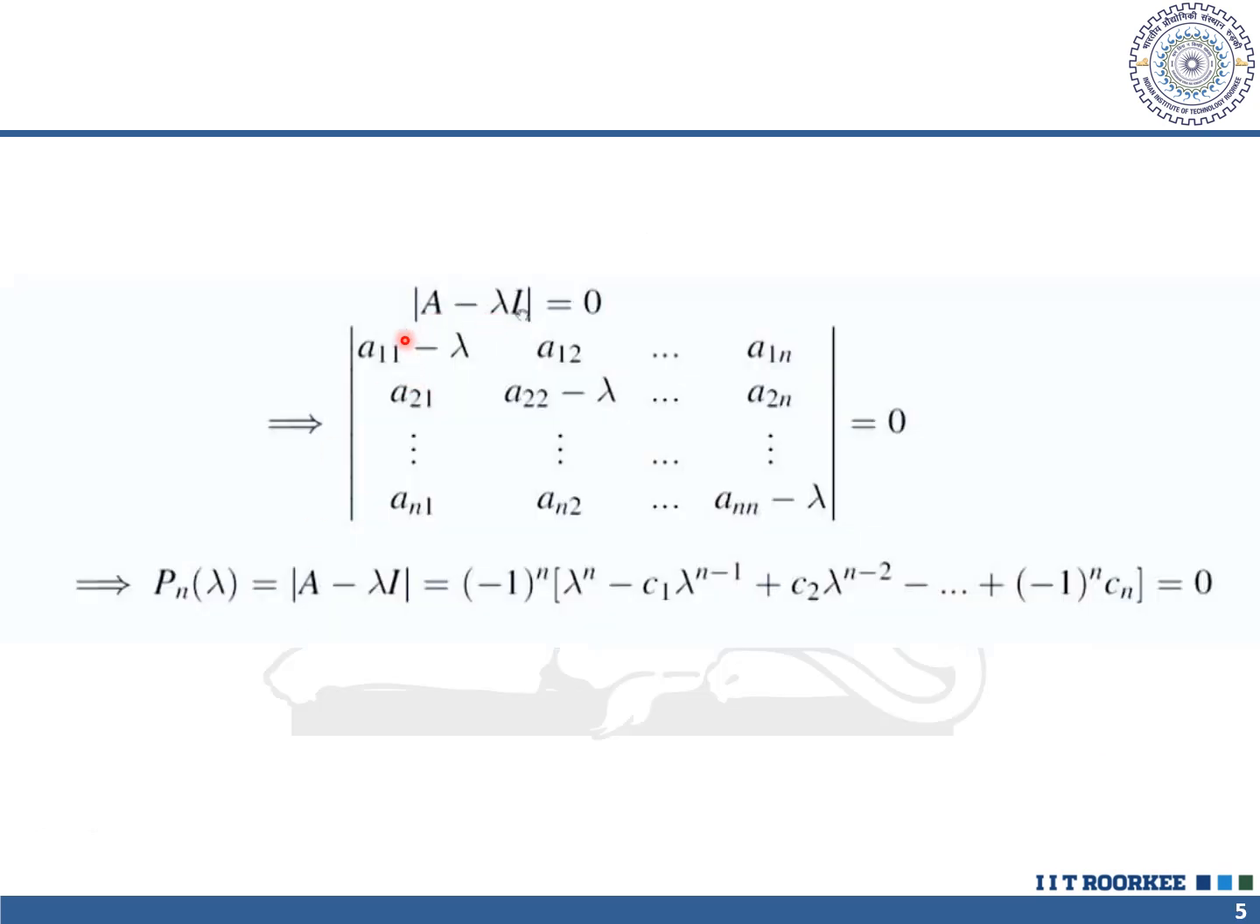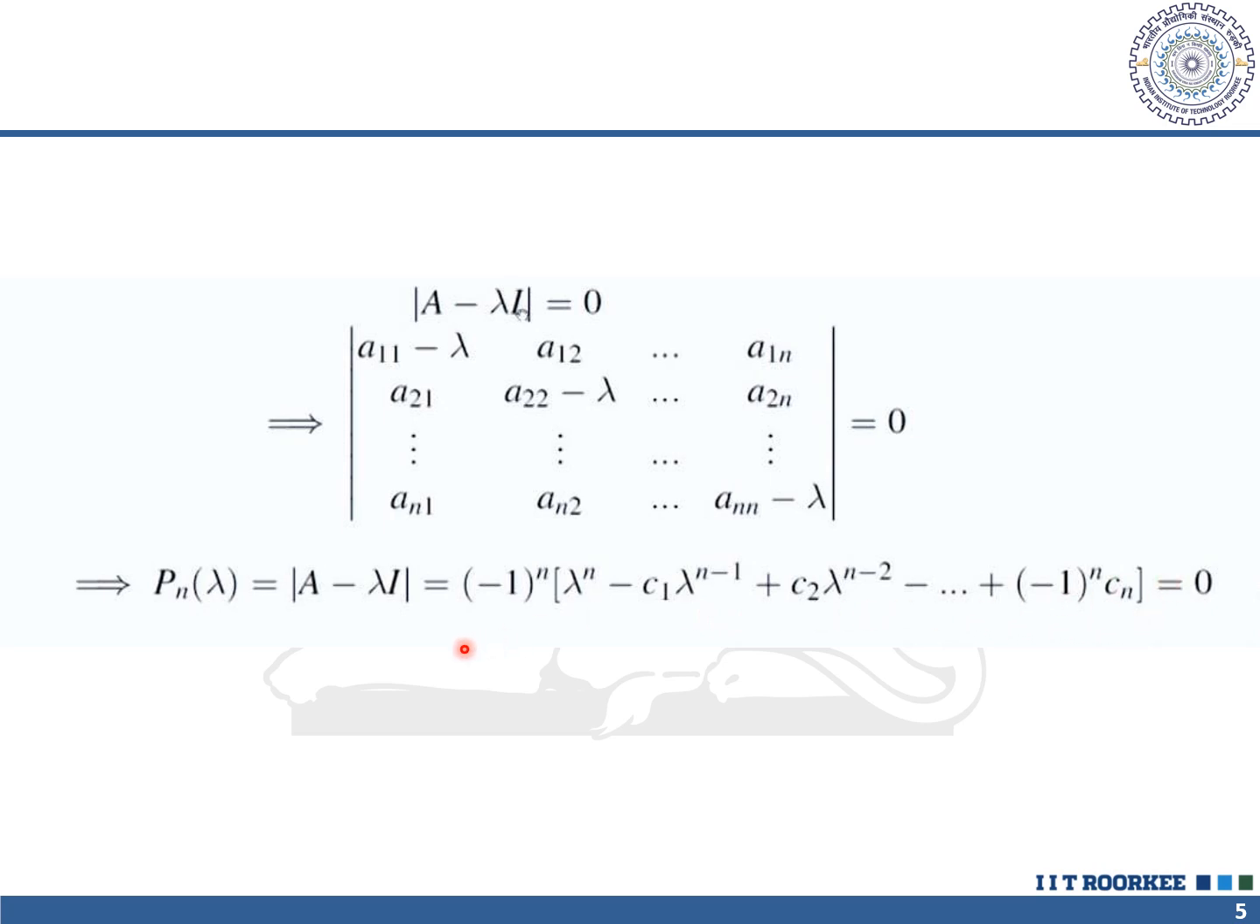As seen in the previous slide, det of A minus lambda I is equal to 0. Det of A minus lambda I is shown here in the figure. And here P_n of lambda is det of A minus lambda I, which is equal to minus 1 to the power n into lambda to the power n minus c1 into lambda to the power n minus 1, and so on.